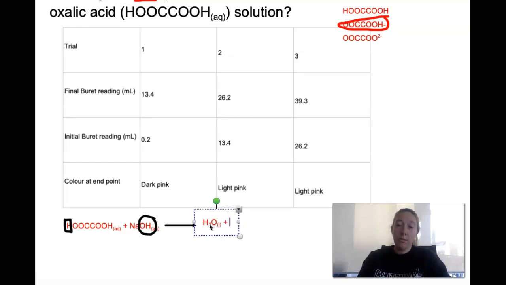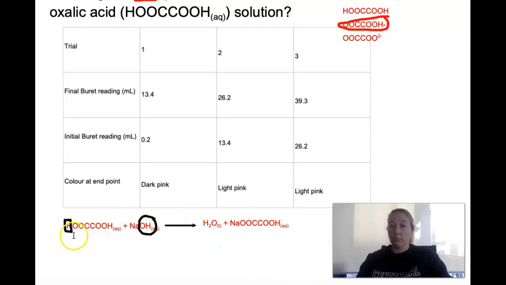Okay, our other product, we still have this OOCCOOH minus. We also have this sodium ion, which hasn't been paired with anything. Sodium has a positive charge. This ion here has a negative charge, so they are going to go together. We're going to have NaOOCCOOH. And that is going to be aqueous.